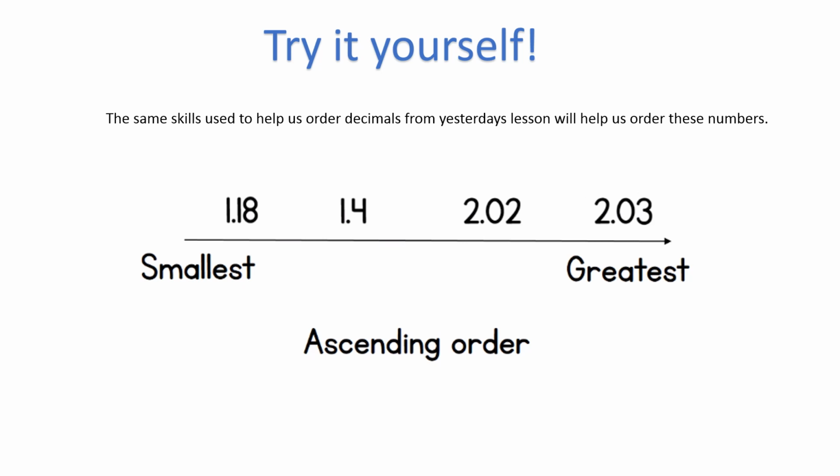So in the tenths column for 1.18 we have 1, and in 1.4 we have 4, so that means 1.18 is smaller. So we place that over here, and then we place 1.4.